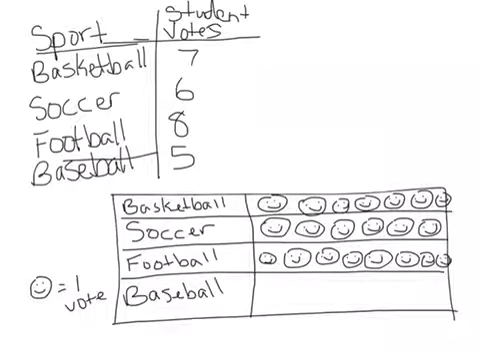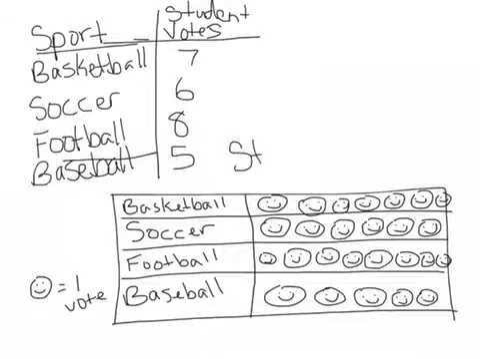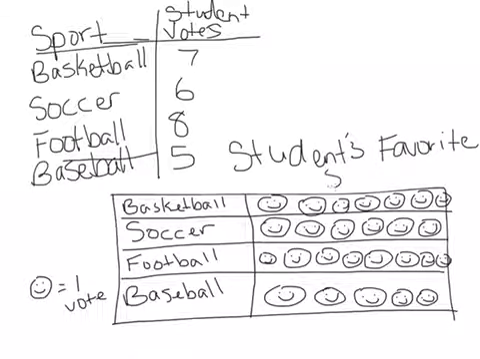Okay, and then lastly for baseball, I had 5. Draw a smiley face for each vote. So I'm going to draw 5 smiley faces. All right, now the only thing that I'm missing on my pictograph right now is a title. What would be a good title for this pictograph? This was our students' favorite, what was it? Right, students' favorite sport.